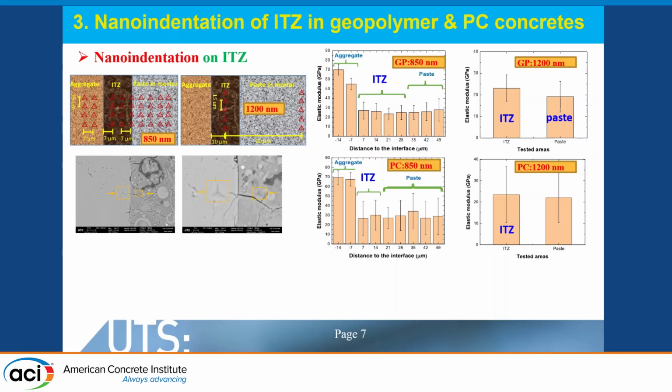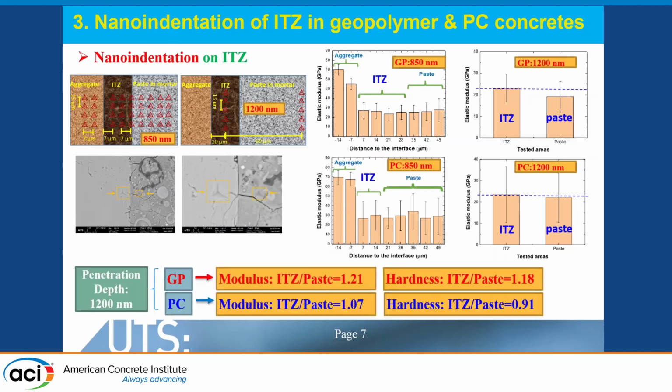Then for cement paste, here is the interface, and for that spot we are showing, they're pretty close. Then we have the average, and you can see the modulus ratio for the interface for geopolymer, GP, is higher than the Portland cement paste. For hardness also, the ratio between the interface and the paste is higher for geopolymer. So that tells you the geopolymer and aggregate have a better bond compared to the Portland cement and aggregate.